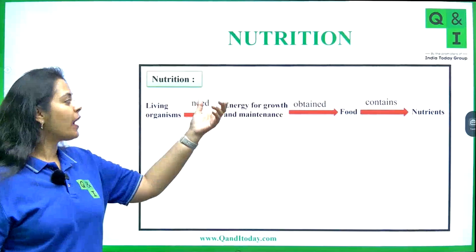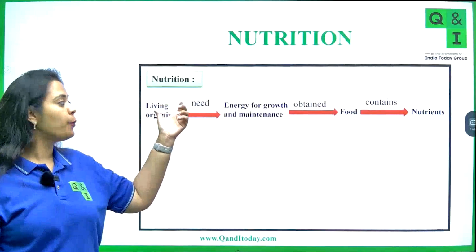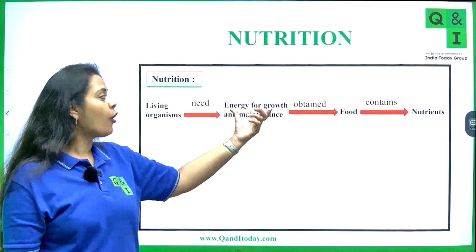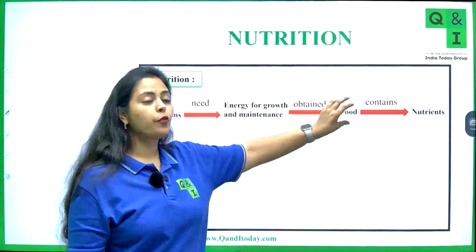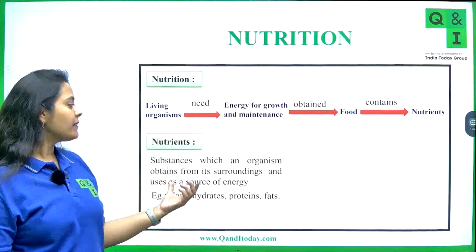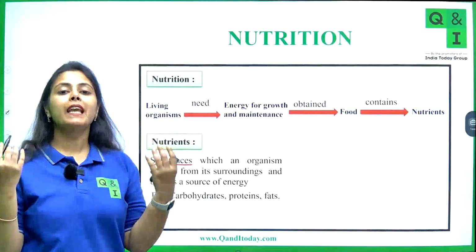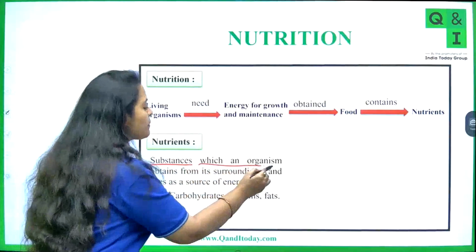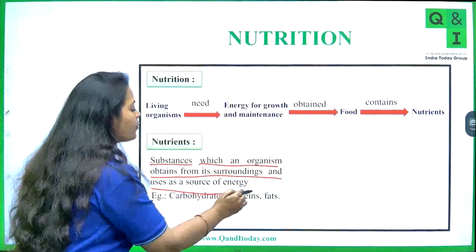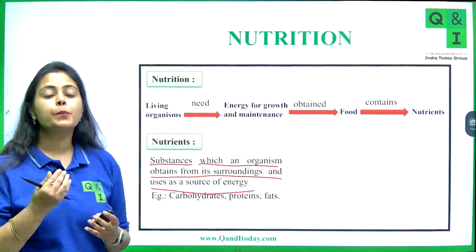For survival on the earth, for growth and maintenance, every human being needs food. Food is taken by the human being for growth and maintenance. Now this food contains various nutrients. Nutrients are basically the substances which an organism takes from its surroundings, and they are used as the source of energy.